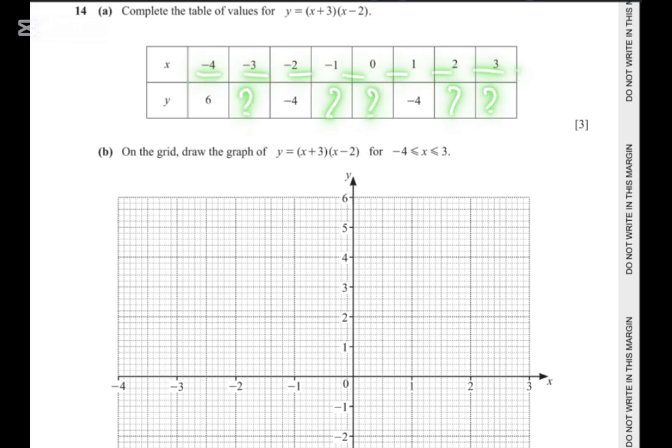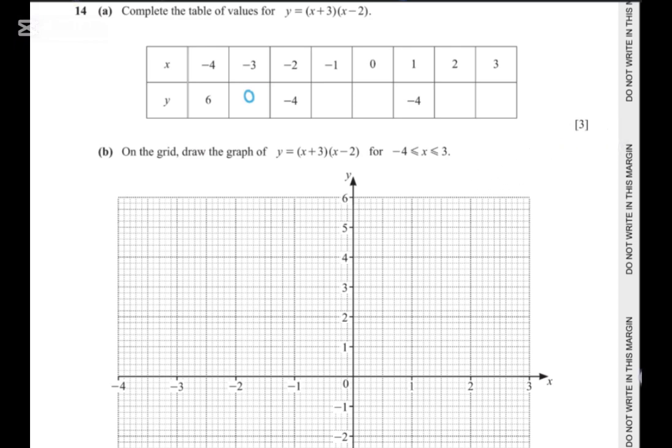So now x value is minus 3. What is the value of y? Find out. y is equal to, in the place of x I am putting minus 3, minus 3 plus 3 into minus 3 minus 2. Now when you see here, minus 3 plus 3 is 0, so 0 into anything is 0, so this is 0.